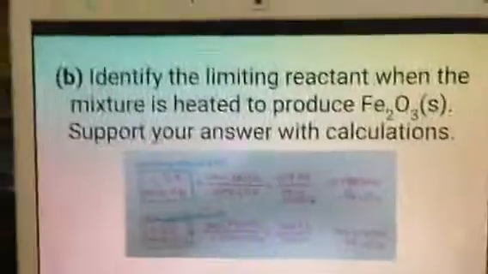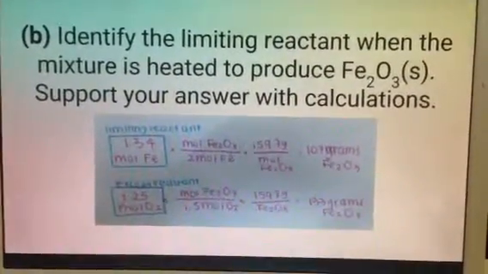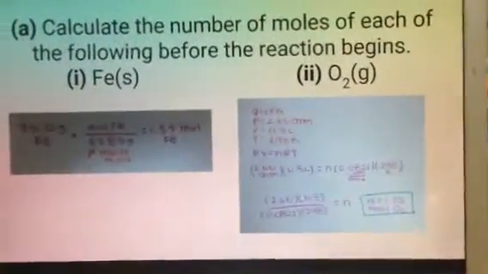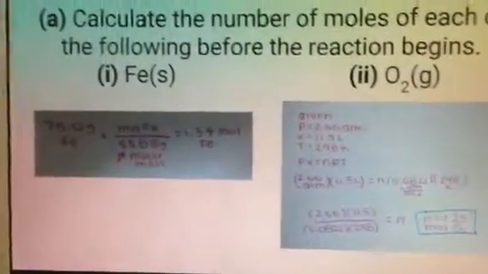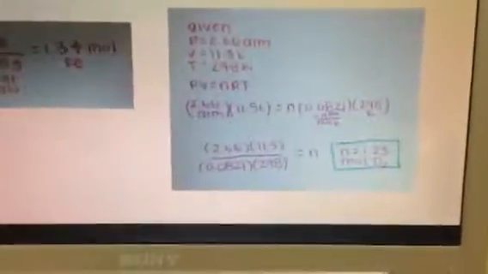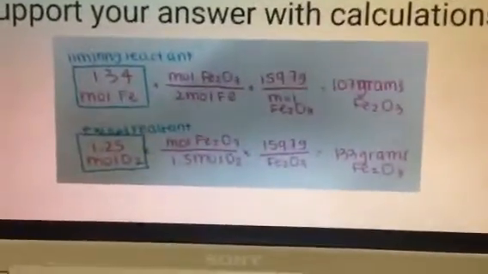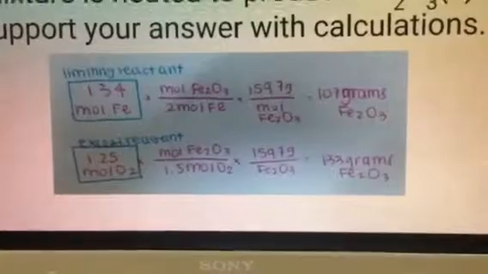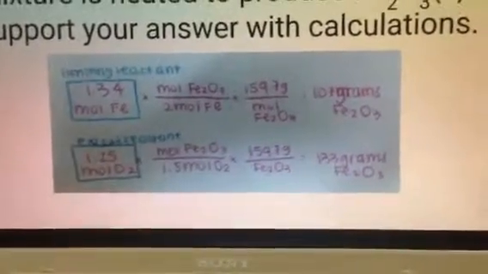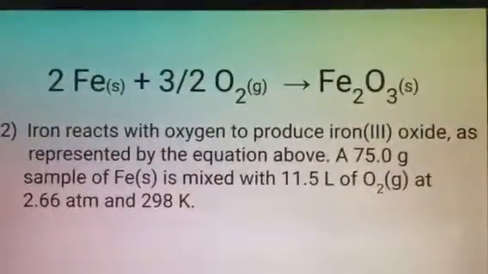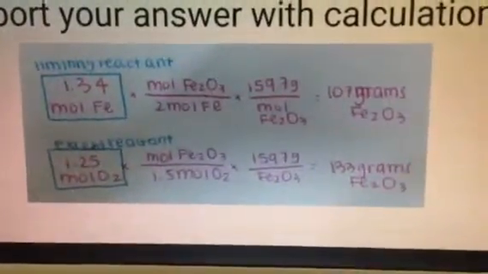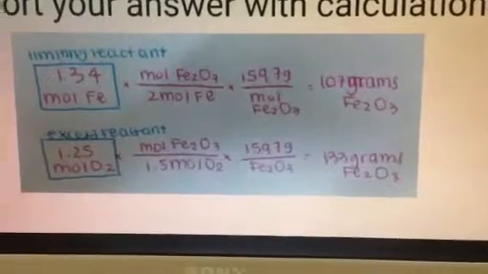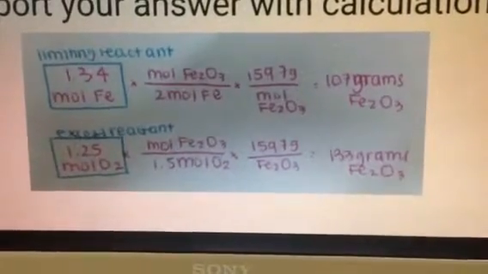Good. Part B asks us to identify the limiting reactant when the mixture is heated to produce Fe2O3 and to support our answer with calculations. So in the previous problem, we determined the moles of each species, which is 1.34 moles of iron and 1.25 moles of oxygen. We use both of those to do limiting reactant stoichiometry. We start off with 1.34 moles of iron and multiply by its molar ratio, which is 1 to 2, as seen in the balanced equation, then multiply by the molar mass of Fe2O3 and divide by a mole. So we get 107 grams of Fe2O3.